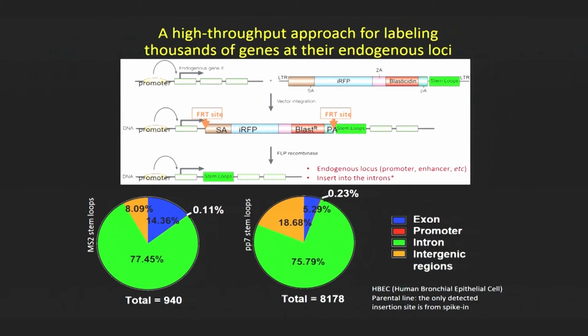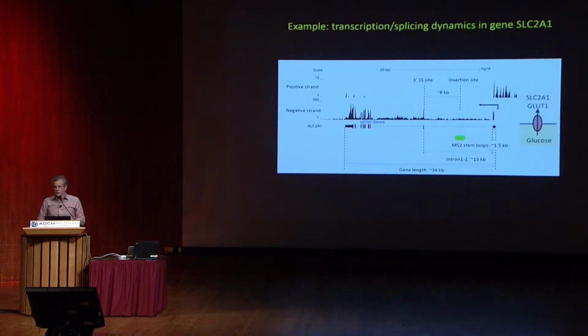And as expected, most of these insertion sites are in introns, although not exclusively. So in this case, we've isolated and subcloned about 1,000 introns with MS2 stem loops and about 8,000 introns with PP7 stem loops. So I'm not going to show you all 8,000 of those genes. I will show you a few as we hone our high-throughput imaging pipeline.